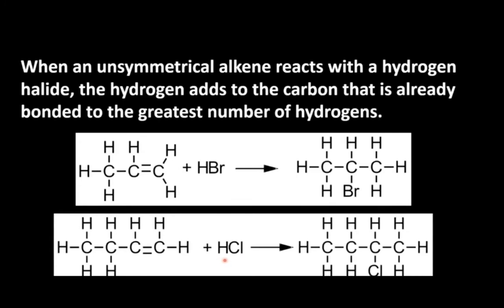In this next example, you can see with HCl being added to 1-butene, hydrogen goes to the first carbon because it has two hydrogens, it's rich with hydrogens already. The chlorine will attach to the second.